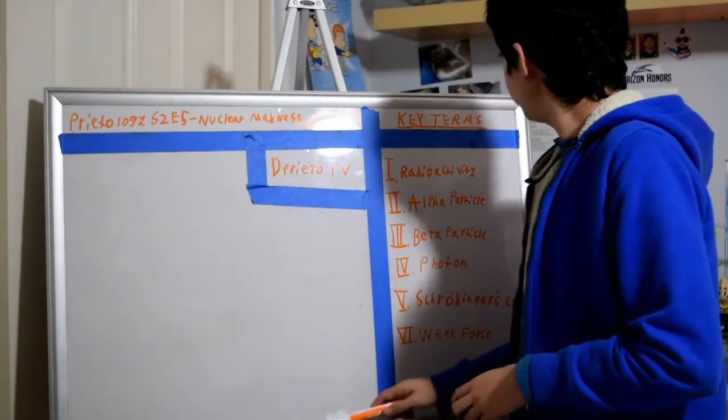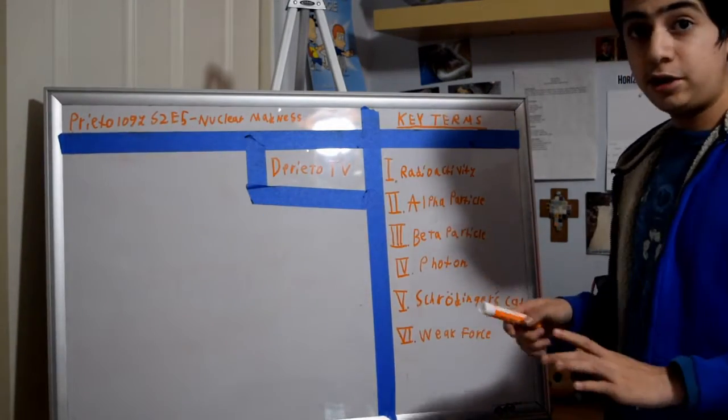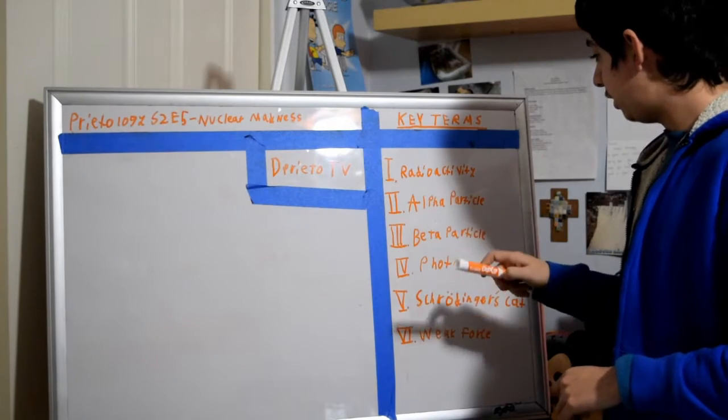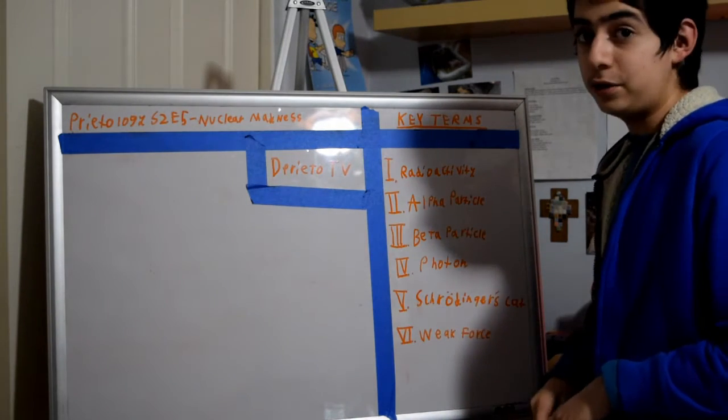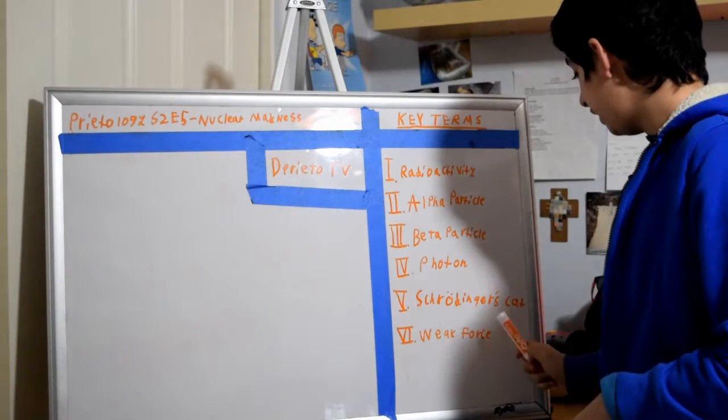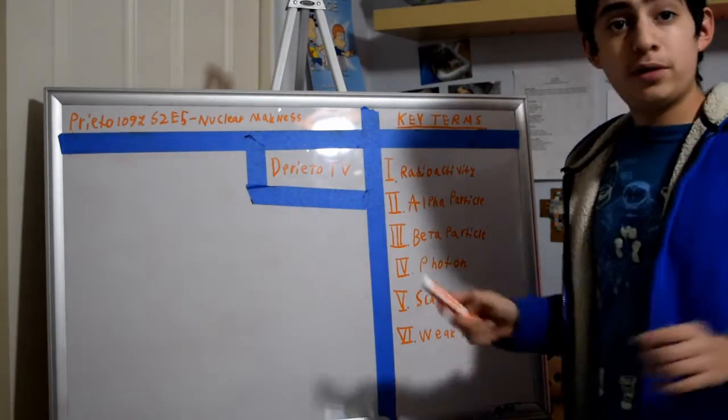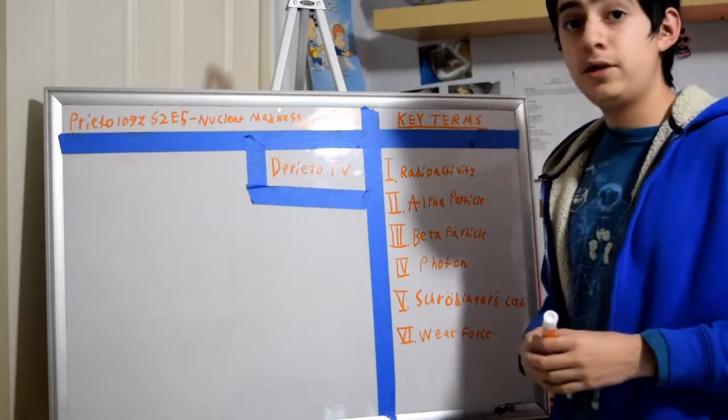Alright, so let's review our key terms. We have 6 terms for today: radioactivity, alpha particle, beta particle, photon, Schrödinger, what a fun word to say, Schrödinger's cat, and weak force, one of the fundamental forces of the universe. So let's start with our first term.